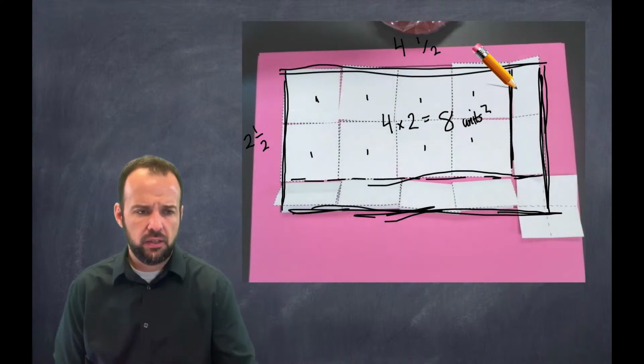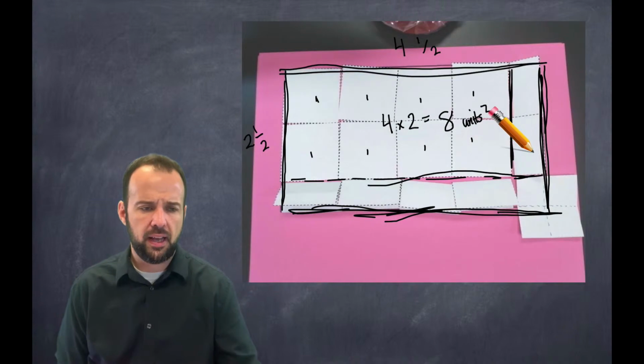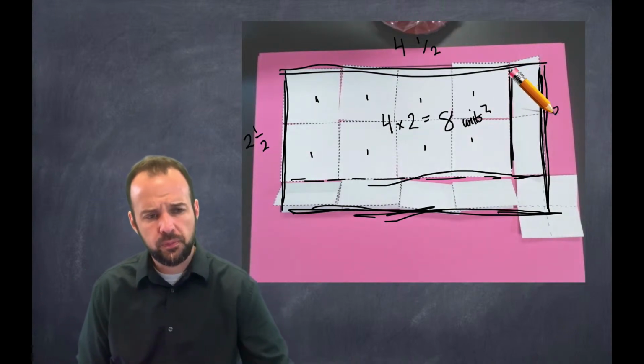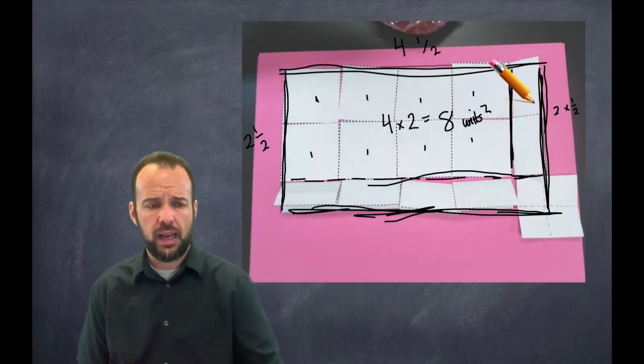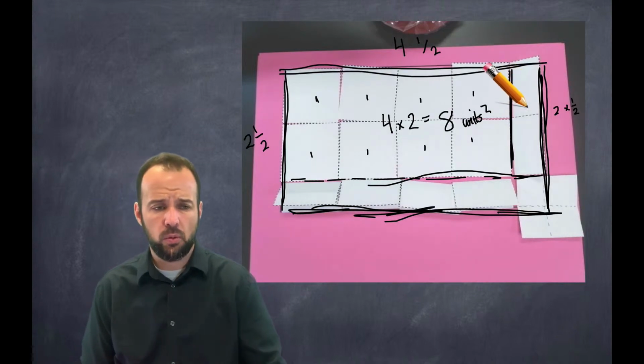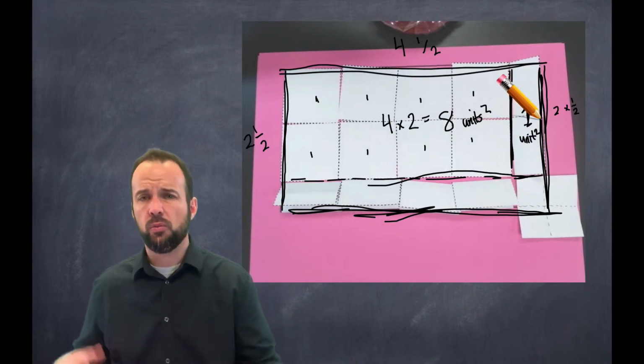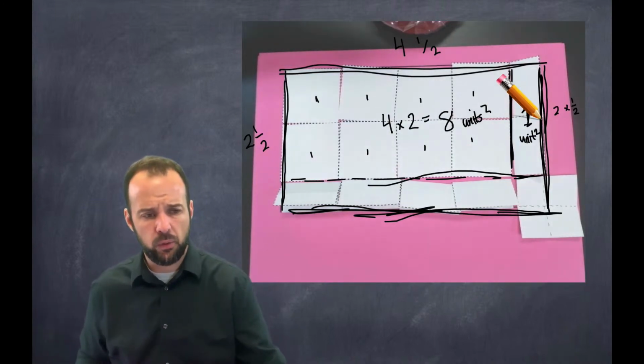I have these 2 wholes right here, and then it's a half the other way. So really if I did 2 times 1/2, that would give me 1 whole right here, 1 unit squared, but there's 1 whole of them. If I put those 2 halves together, I'm going to get 1 whole.